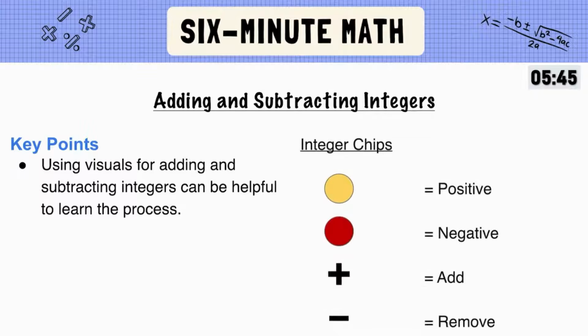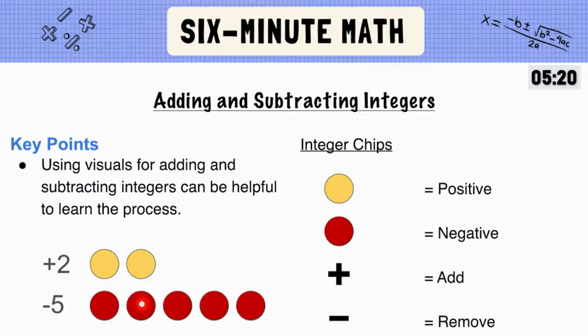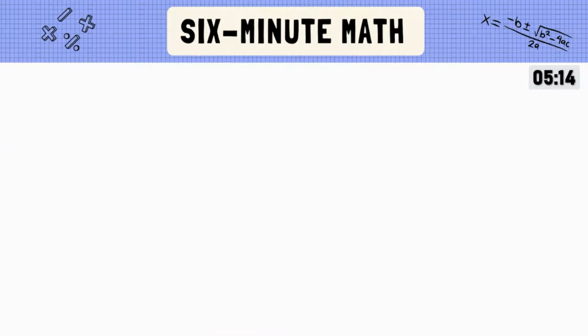How do integer chips work? Well, today yellow is going to be positive, red chips are going to be negative. When we see the addition sign, we're going to add, and when we see the subtraction sign, we are going to remove. An example of some integers here, positive 2 would have the 2 yellow chips, and negative 5 would have 5 negatives, or 5 red ones. So let's look at some examples.